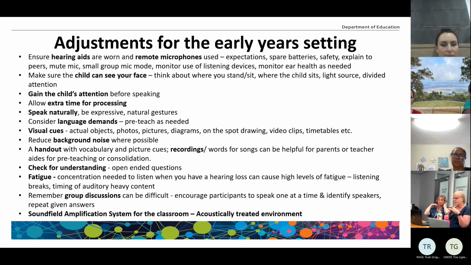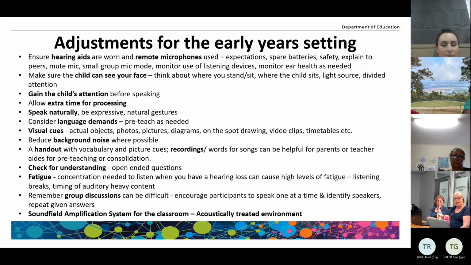Background noise is the enemy for hearing impaired kids. It just makes it so much harder for them. So reducing that when possible. It's not always possible. Another way you can reduce noise is having acoustically treated environments. So just thinking about how much hard surface there is in your room. 50% of the hard surfaces should actually be covered with softer material if you're going to try and reduce the reverberation in the room and the sound from bouncing around too much.